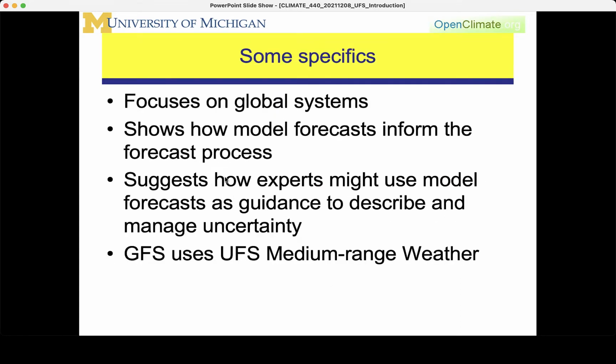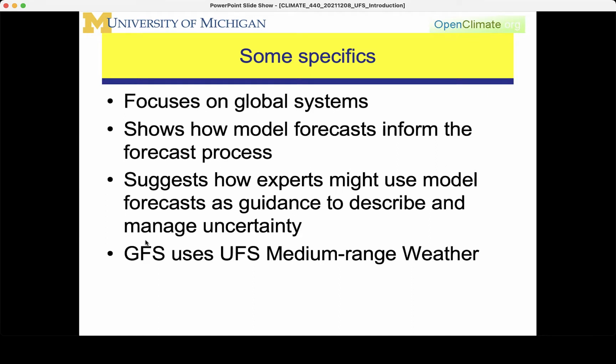So now I want to show some specifics. I want to focus on the global systems. I hope to demonstrate how model forecasts inform the forecast process. I want to suggest how experts might use model forecasts as guidance to describe and manage uncertainty, fully cognizant that I am just an observer of this process, and I'm not personally an expert.